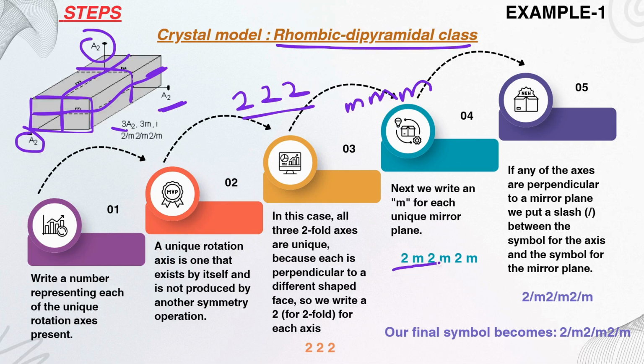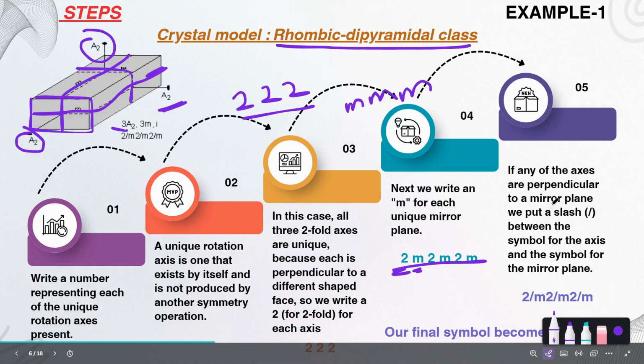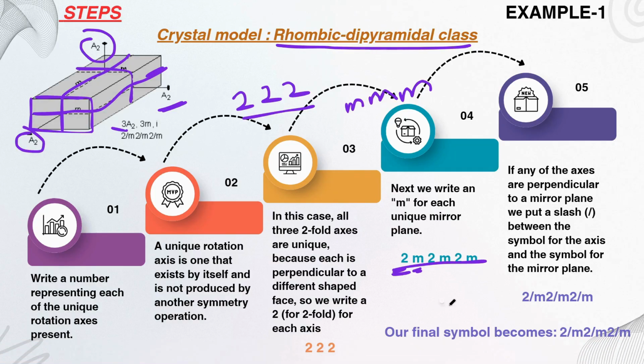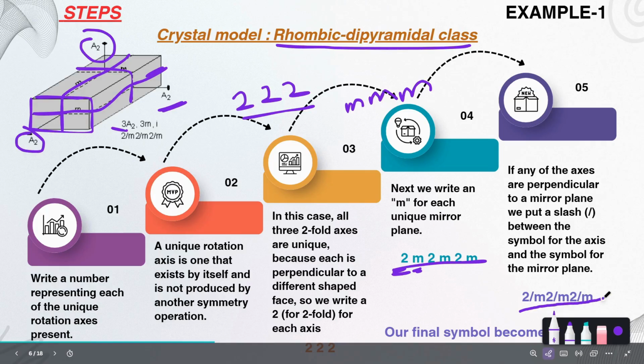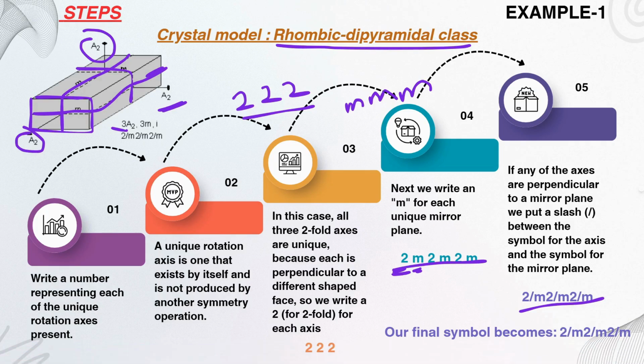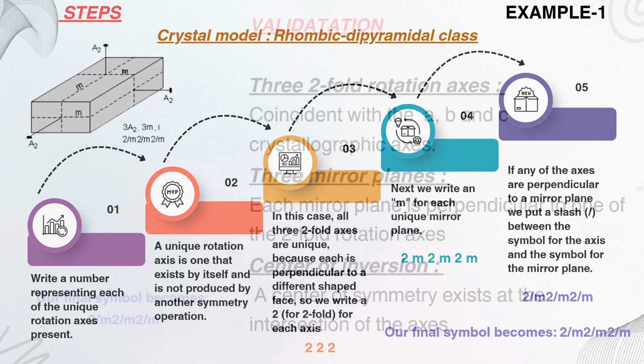Hence by seeing this 2m, we have to see the relationship between this mirror plane and the rotation axis. But all these mirror planes are perpendicular to this twofold symmetry. Hence it is written 2/m, 2/m, and 2/m. We have to verify this through some other evidence.